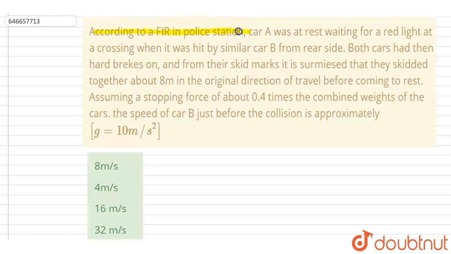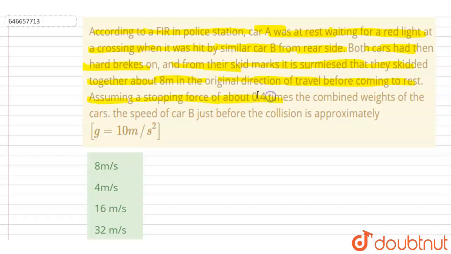According to an FIR in a police station, car A was at rest, waiting for a red light at a crossing, when it was hit by a similar car B from the rear end. Both cars had hard brakes, and from their skid marks it is summarized that they skid about 8 meters together in the original direction of travel before coming to rest. Assuming the stopping force is 0.4 times the combined mass of the cars, find the speed of car B just before the collision.